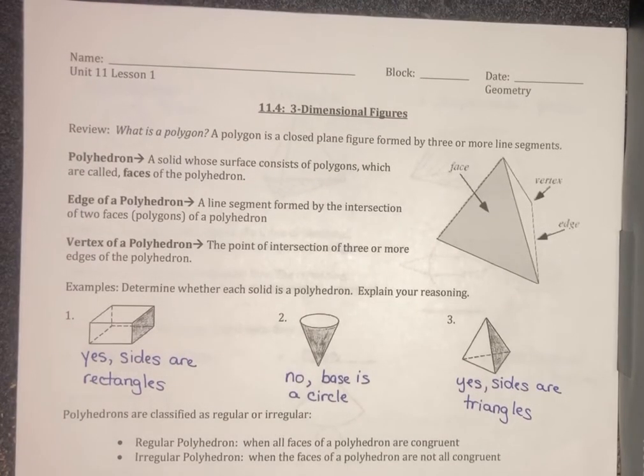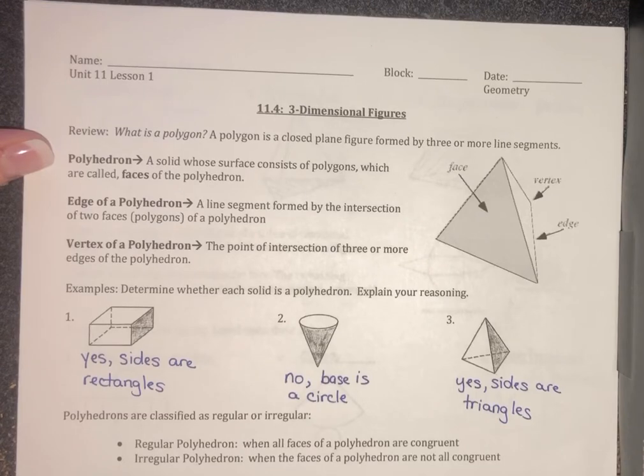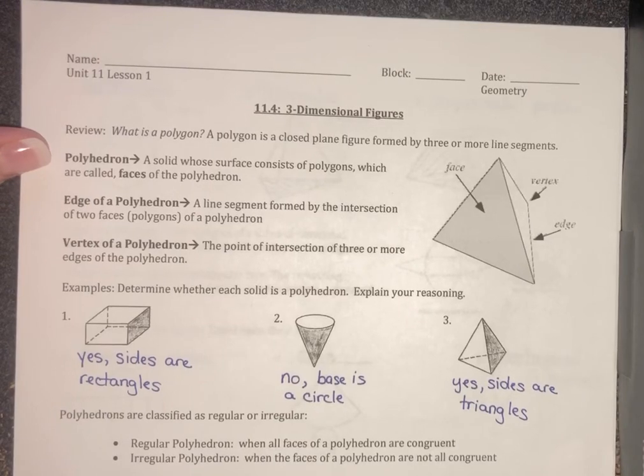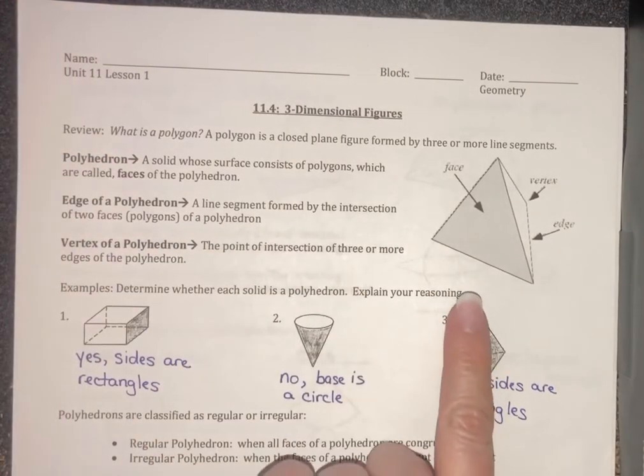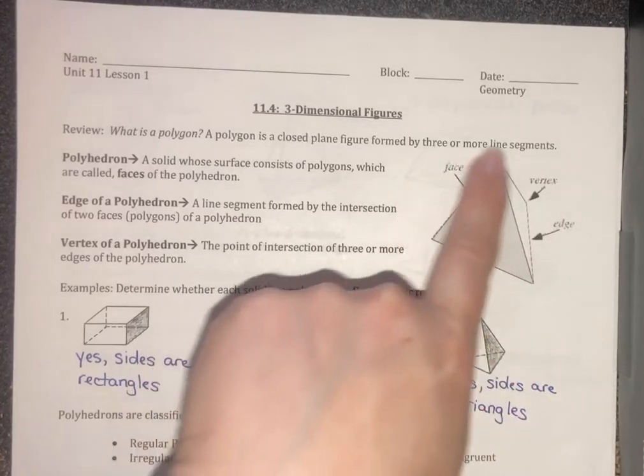Now, if we take multiple polygons and join them together, we create a polyhedron. A polyhedron is a solid whose surface consists of polygons, which are called faces of the polyhedron. So if the shape has triangles for sides or rectangles for sides, etc., then it can be considered a polyhedron.